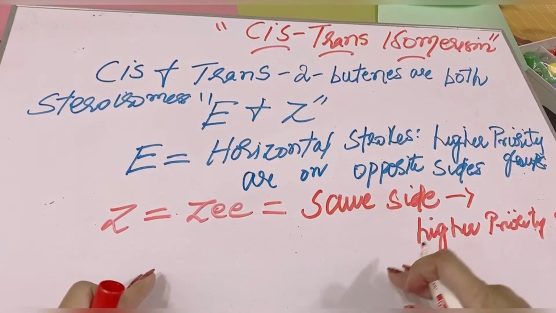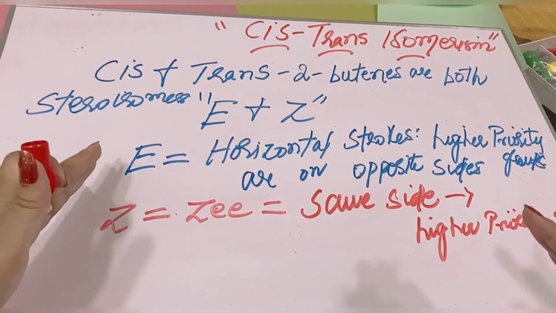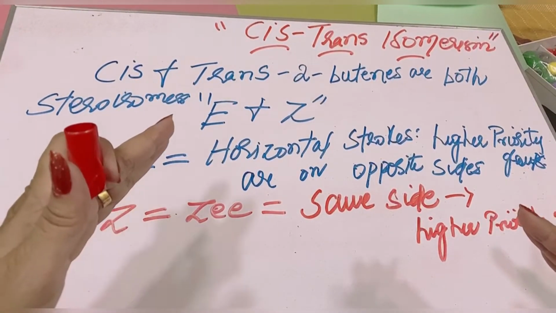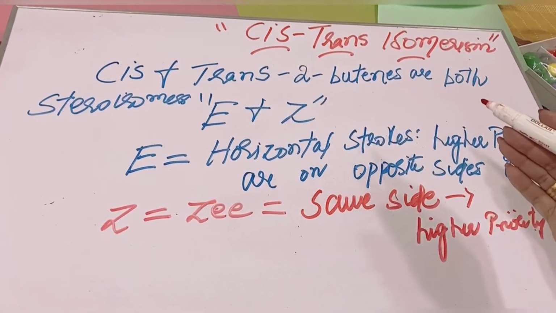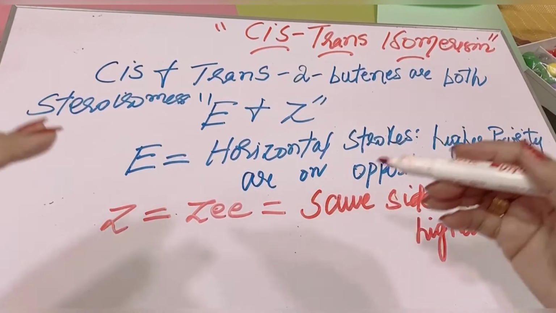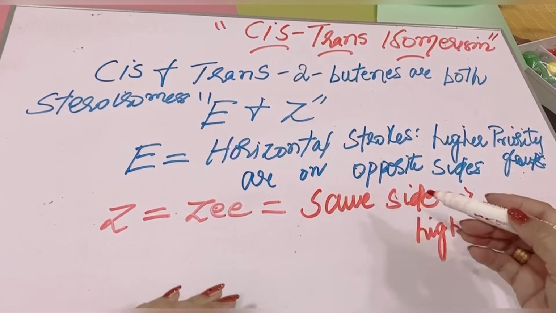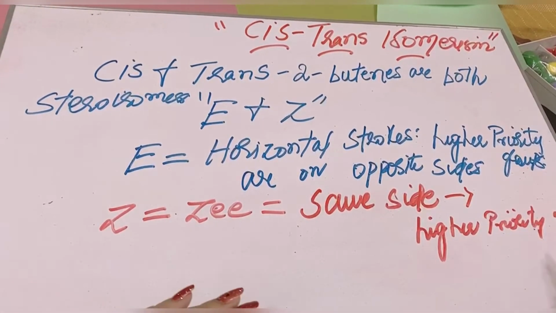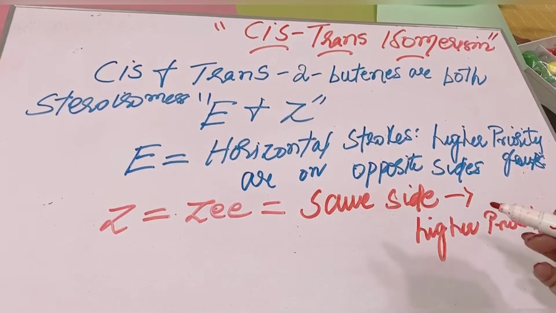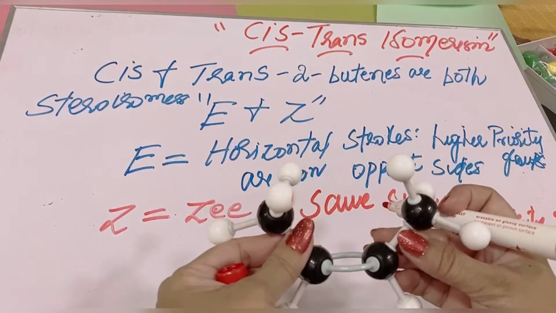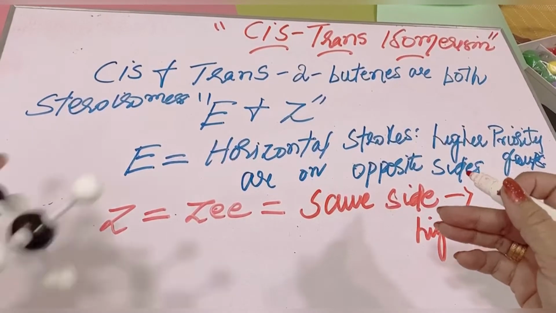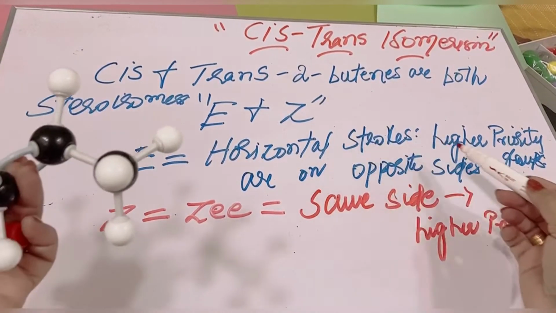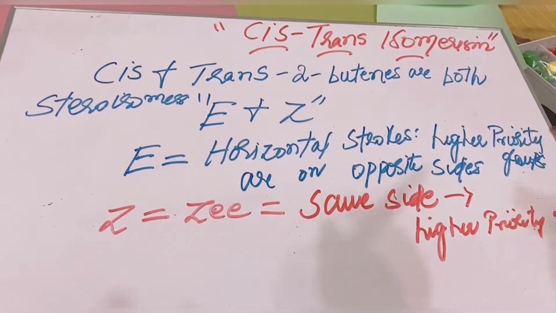That is Z. Okay, and E equals the horizontal strokes. That is, higher priority groups are on the opposite sides. Fine. Whereas Z stands for Z, that is same side. Higher priority groups are on the same side, as in cis form. They are on the same side. That's why it's called cis form. And E, that is this one, it's that the higher priority groups are on the opposite sides.